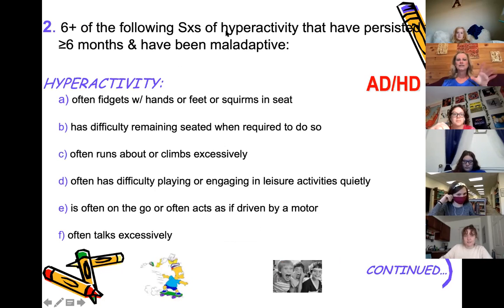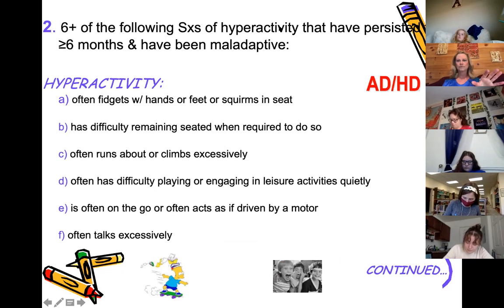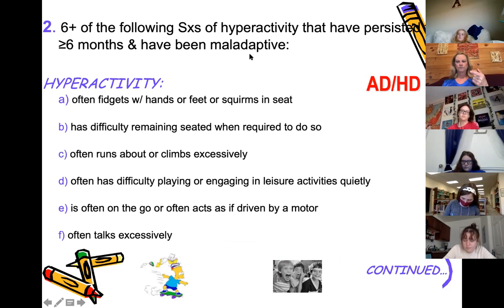Six or more of the following, now we're moving past the inattention and into the hyperactivity. So six or more of the following symptoms of hyperactivity that have persisted for six or more months, and they have to be maladaptive. Okay.